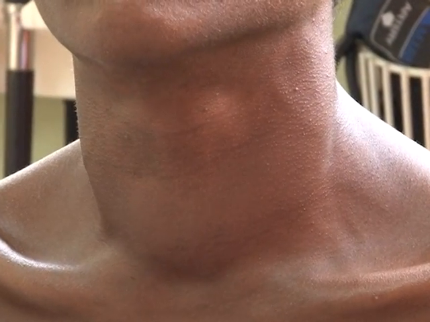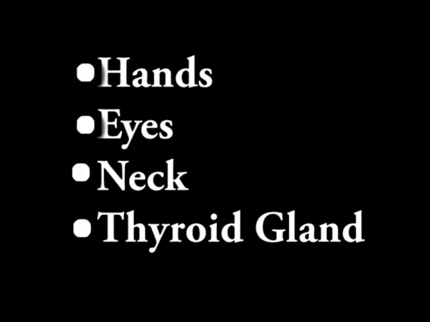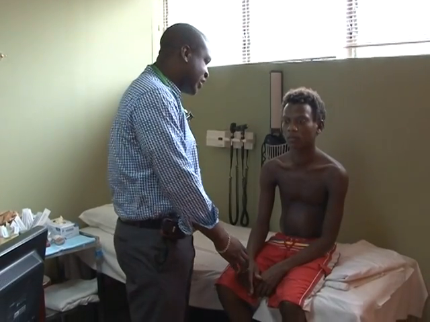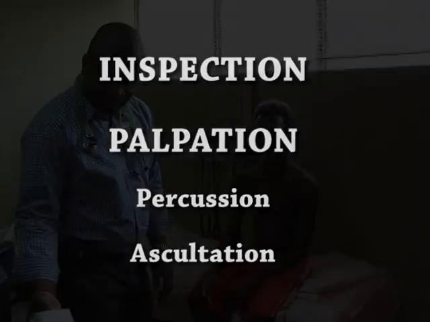Thyroid examination usually assesses the functional state of the gland, hence one should examine the state of the whole patient: the hands, the eyes, the neck, and end with the thyroid gland. The examination progresses in the sequence of inspection, palpation, percussion, and auscultation.